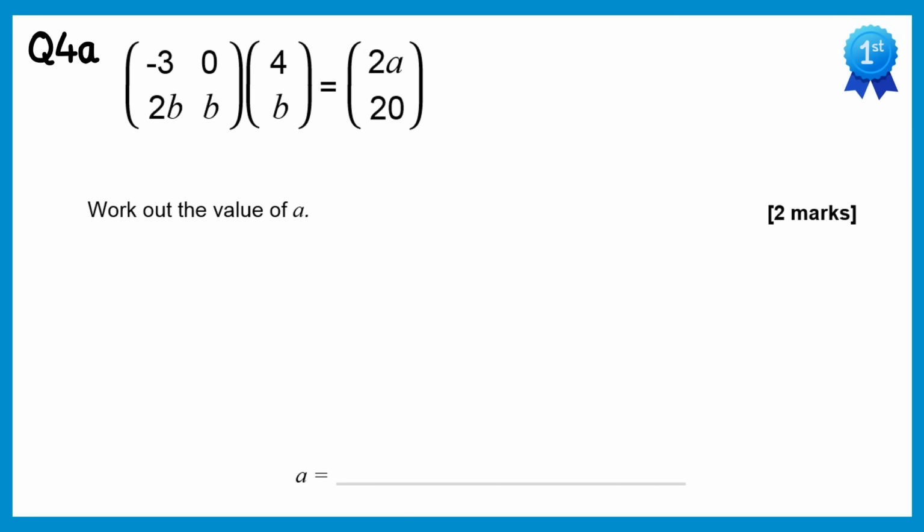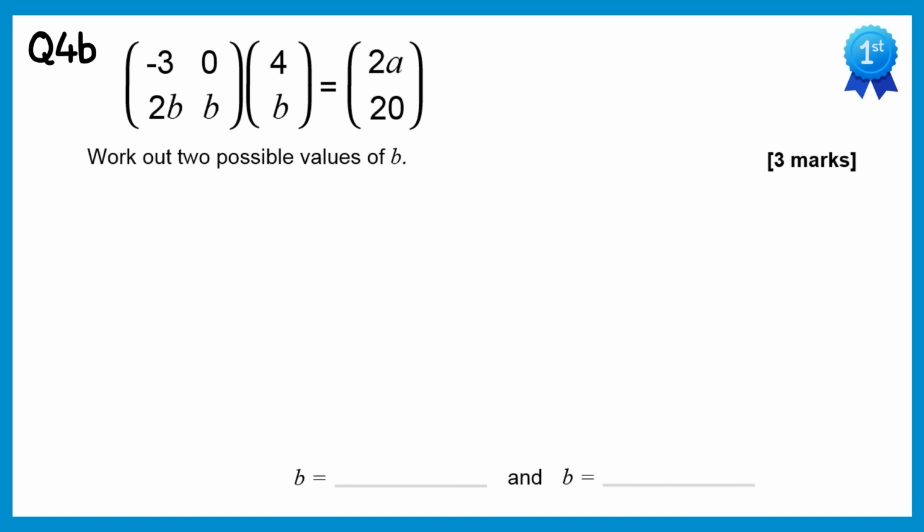If we look at the first multiplication for this matrix, then when we times negative 3 and 0 by 4 and b, we should get 2a. So negative 3 times 4 is negative 12. We add to that 0 times b, but that's just 0, and that must equal 2a. So we've got negative 12 equals 2a, and if you divide both sides by 2, you'll get a equals negative 6.